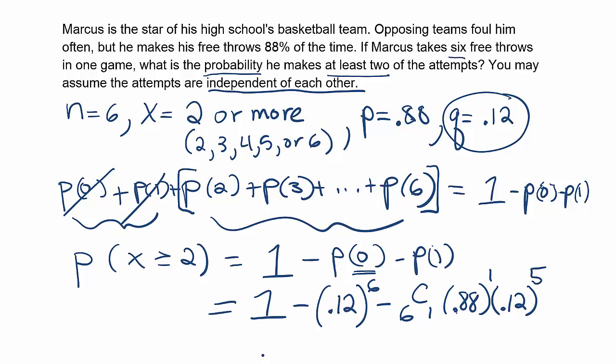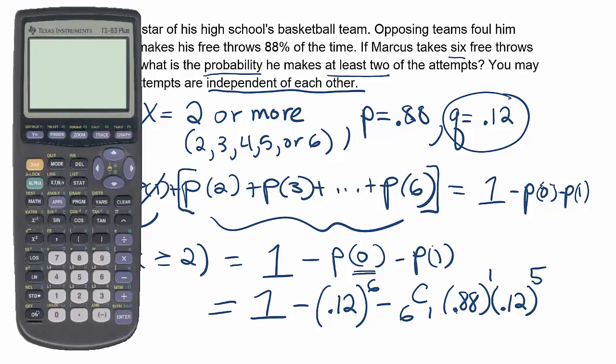So if we put all this in, we'll have our answer in the calculator. So let's go ahead and do that. It'll be 1 minus 0.12 raised to the 6th power minus 6 choose 1, which is just 6, but we can type it in 6, and then in my calculator I come over here and bring it up in that way. So 6 choose 1 times 0.88 to the 1 power. I don't have to put it to the 1 power, so I'm just going to leave that alone, and then times 0.12 to the 5th power. Press enter. And there's my answer.